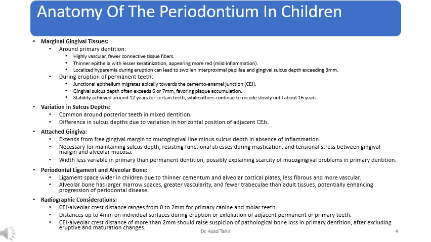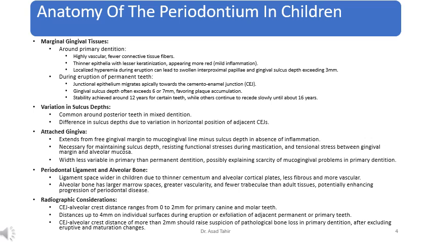Variation in sulcus depths. Common around posterior teeth in mixed dentition. Difference in sulcus depths due to variation in horizontal position of adjacent CEJs. Attached gingiva. Extends from free gingival margin to mucogingival line minus sulcus depth in absence of inflammation. Necessary for maintaining sulcus depth, resisting functional stresses during mastication, and tensional stress between gingival margin and alveolar mucosa.